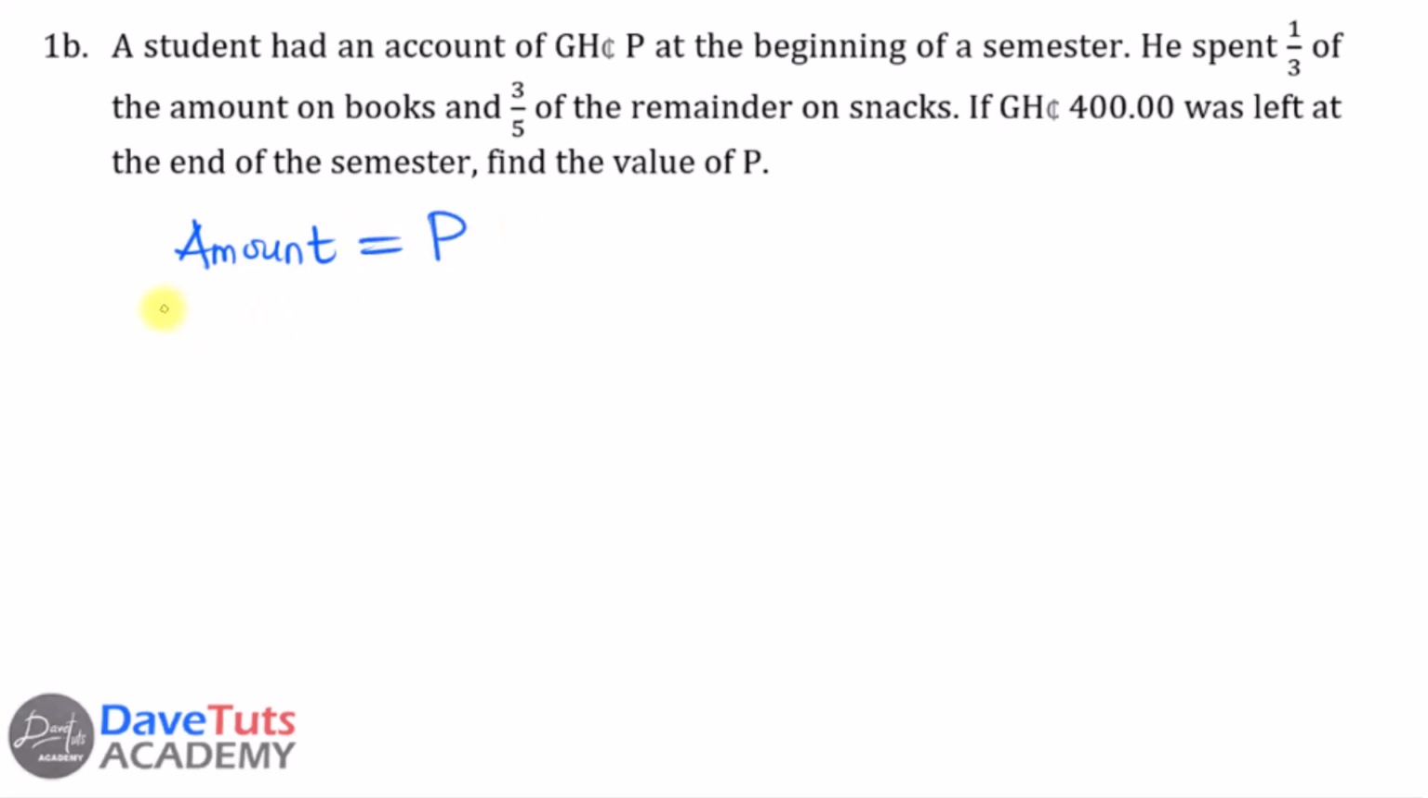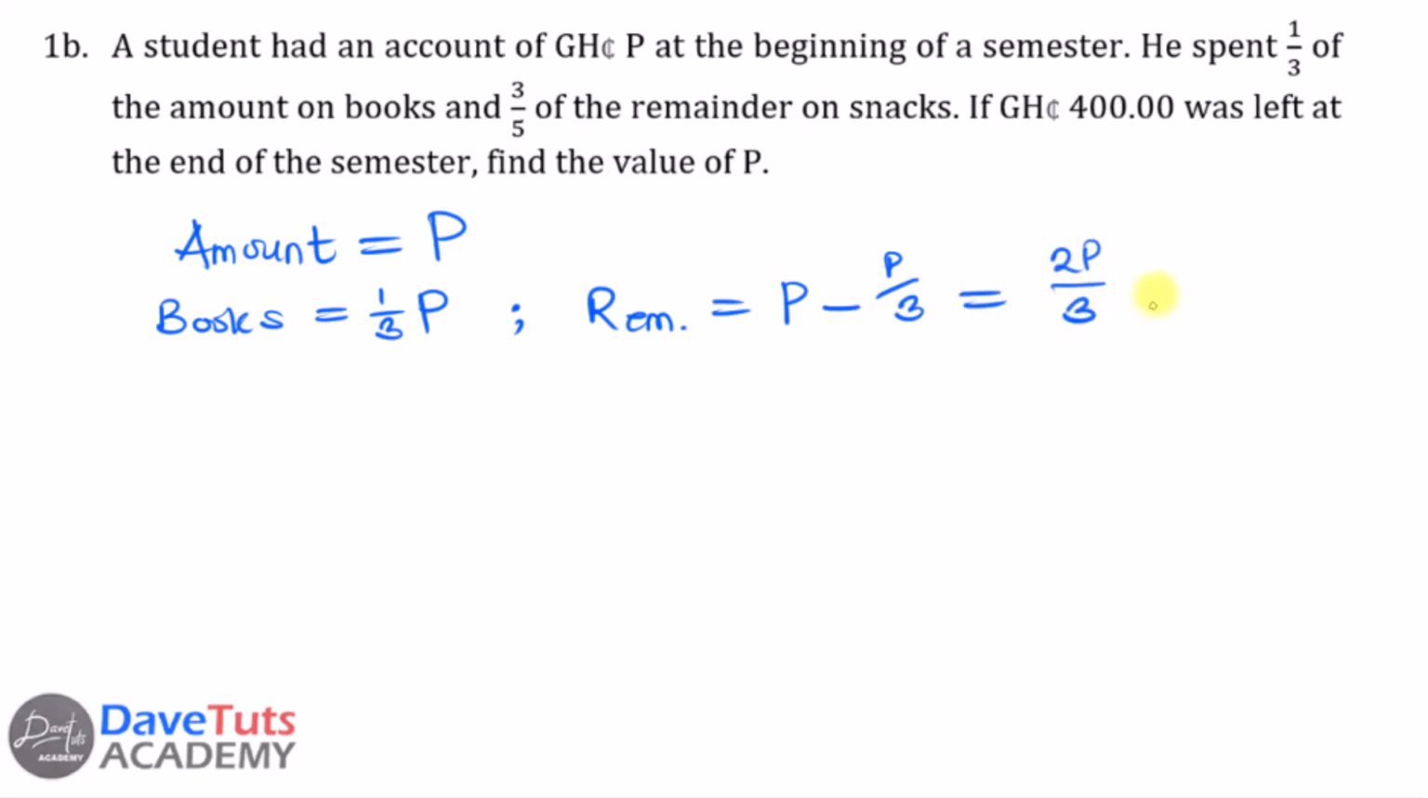Okay, now when he spent 1/3 on books, we can say books will be 1/3 P. And if books is 1/3 P, we can say that the remaining after the books will now be P minus 1/3 P, which is 2P/3. Because if we look for the LCM, we can say we have this like 3, then this is like P/1, so that this will be 3P minus P over 3.